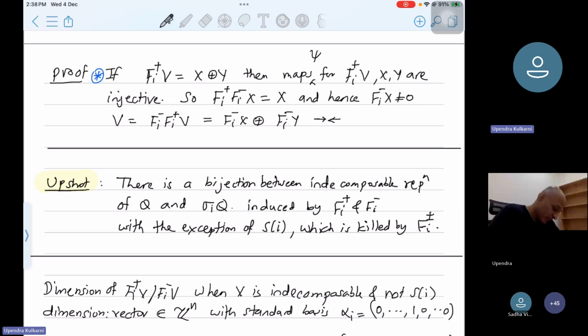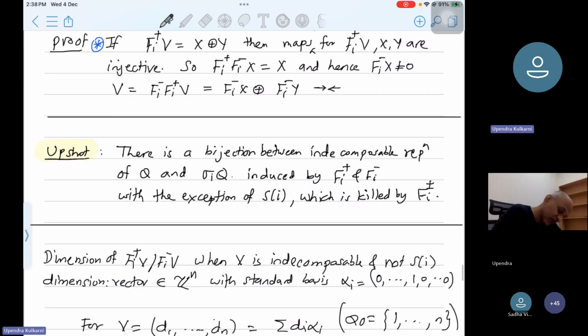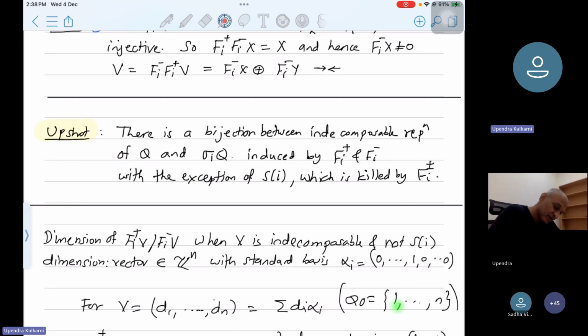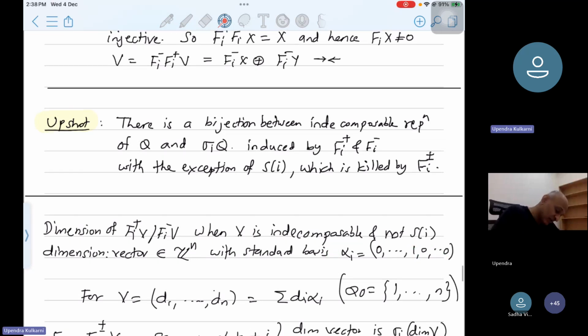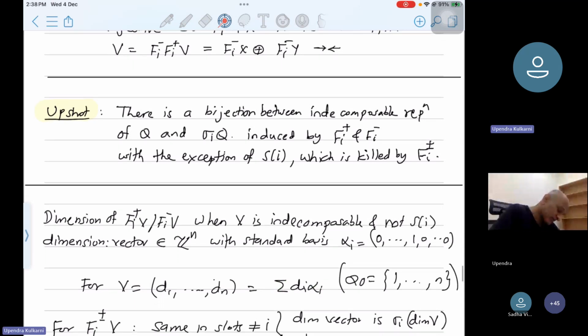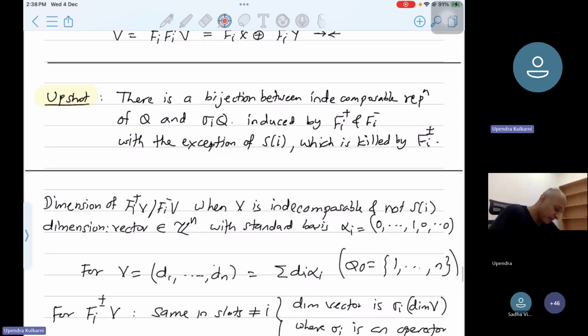Okay, so think of the dimension of V as a vector in Z to the N, where Q has its vertex set numbered from 1 through N, and I'm taking the standard basis, which I'm going to call alpha I, with 1 in the I slot. Let's take this dimension vector d1 up to dn for some indecomposable representation. So I write it as the summation of di alpha I.